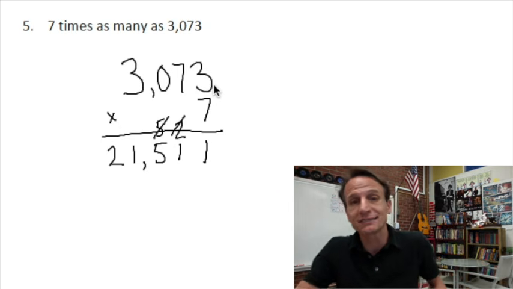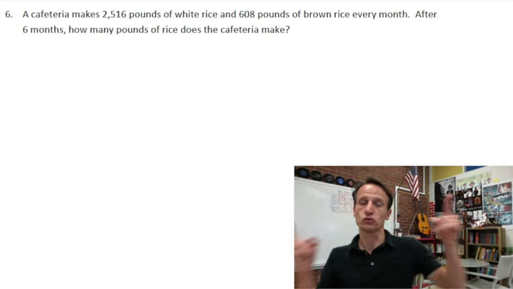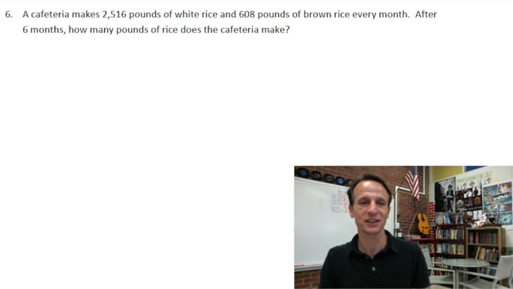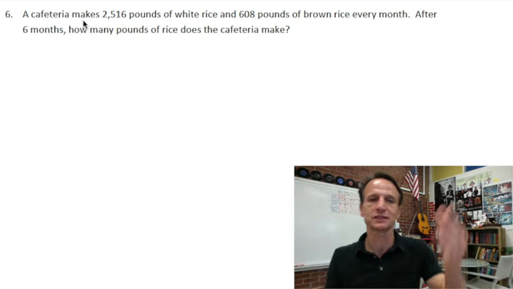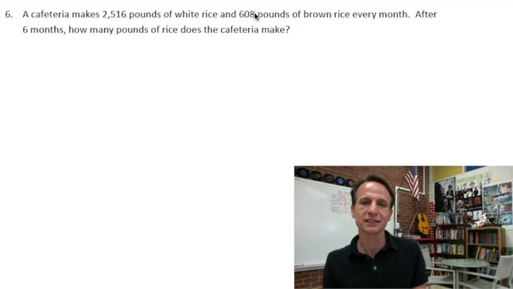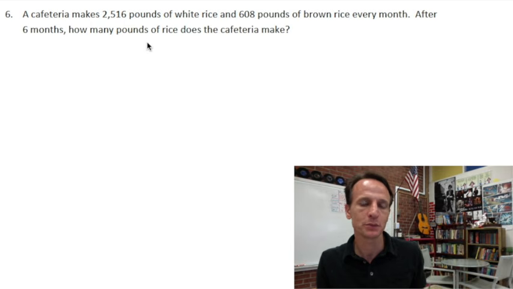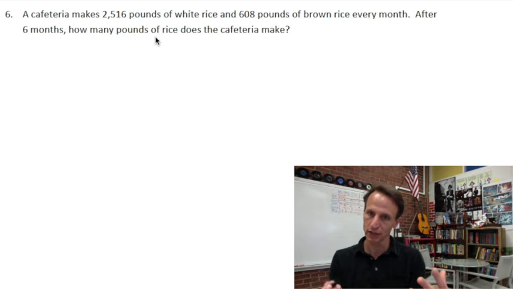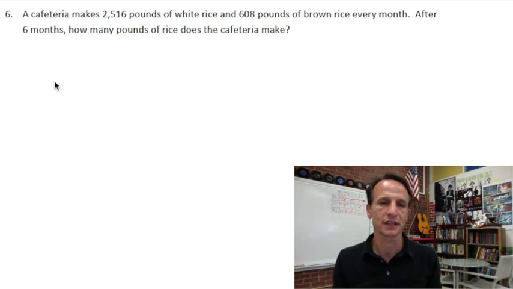Look, we're already going on to the last example, number 6. And in number 6, the topic is rice. Yeah, that's right, rice. We do have the familiarity of the cafeteria, though, which makes 2,516 pounds of white rice and 608 pounds of brown rice every month. Nice job, cafeteria. After 6 months, how many pounds of rice, meaning both white and brown together, does the cafeteria make?